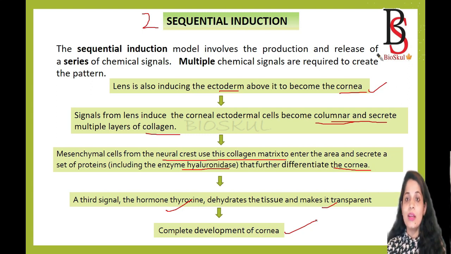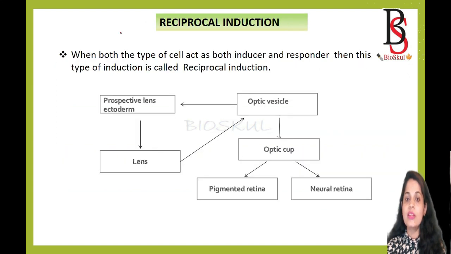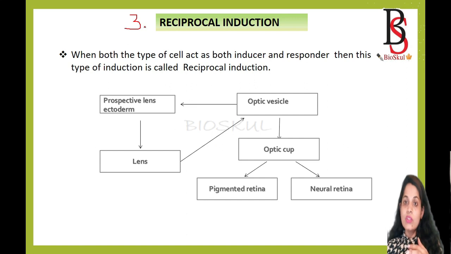Okay, so now we come to the third type of induction. The third type of induction is known as the reciprocal induction. Reciprocal means a cell which acts as an inducer at one point becomes induced at a second point. Okay, so that is the reciprocal induction. When both types of cell act as both inducer and responder, then this type of induction is known as the reciprocal induction.